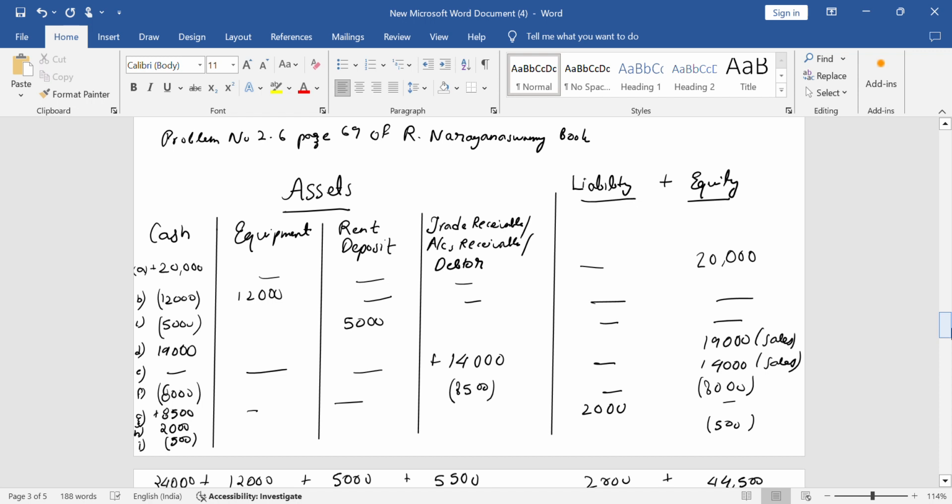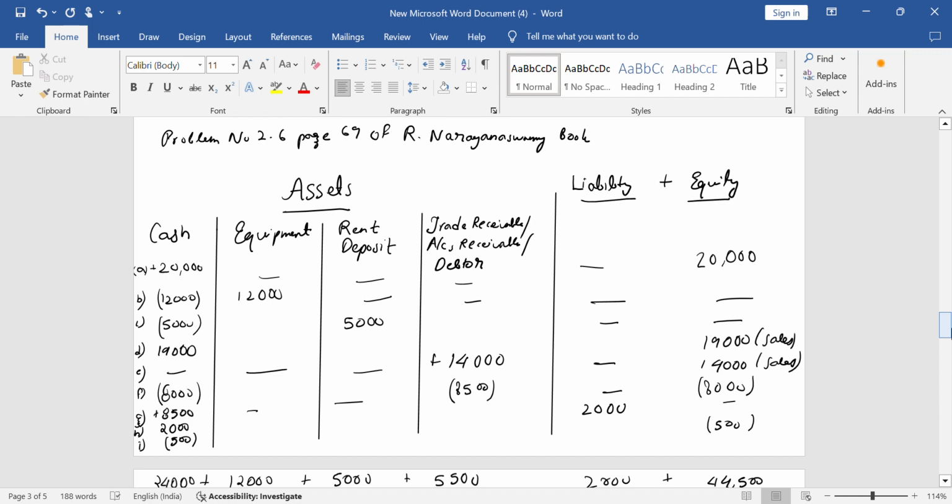Third transaction, paid rent deposit for office. Remember an important point, rent deposit and rent are two different things. Rent deposit is an asset whereas rent is an expense. So in case of rent deposit, you will create an asset account called rent deposit. So in this case, you have created an asset rent deposit for rupees 5,000, and for this you have paid cash rupees 5,000. So cash will be reduced by 5,000 and rent deposit will be increased by 5,000. There will be no impact on liability and equity.